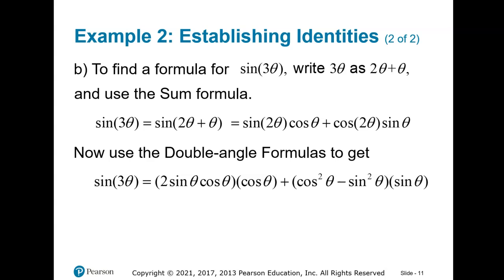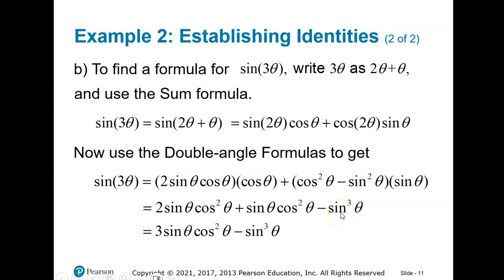And that gives me a 2 sine theta cosine squared theta plus, that's coming from here, just multiplying the cosines together. And then here, if I distribute through, I have a sine times a cosine squared. So I get another one right here. And then a sine times a sine squared is a sine cubed. So we end up with 3 sine theta cosine squared theta minus the sine cubed theta.